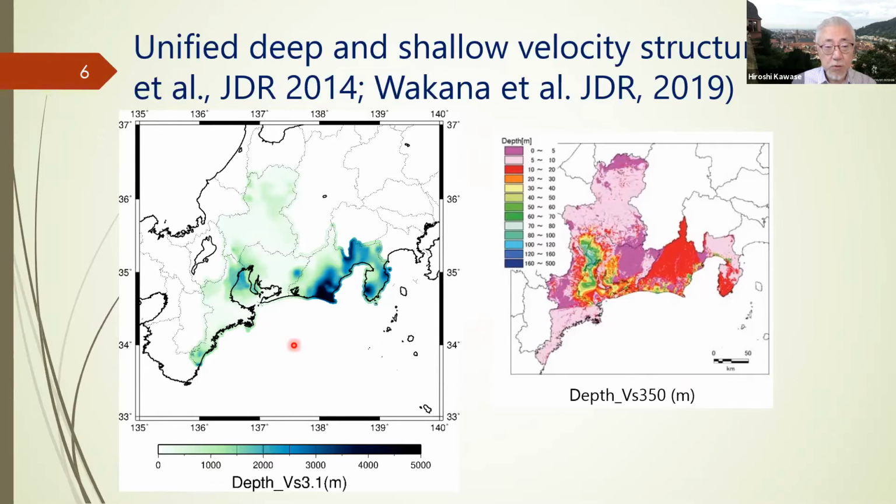And this is a depth contour of the shear wave velocity of 3.1 km/s or higher. And this is a depth contour of the engineering bedrock, down to the layer with shear wave velocity of 350 meters per second or higher, in the Tokai region. We have only both the Tokai and Kanto regions so far.